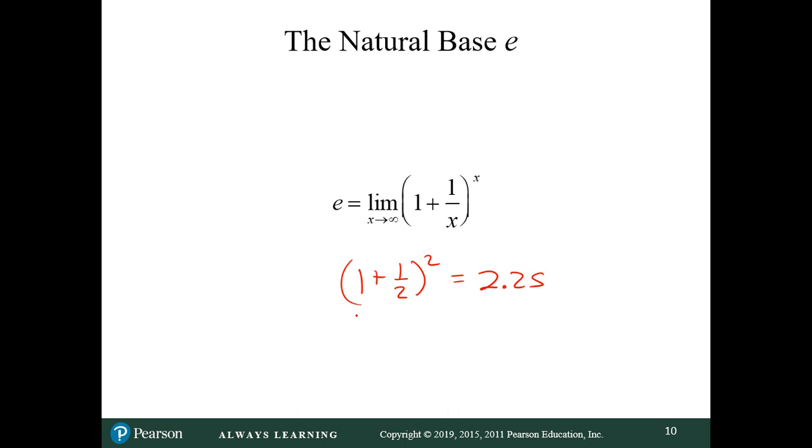2.25. Now, let's take 1 plus 1 over 10 to the 10th power. We're just skipping past some numbers. 2.59. Now let's take 1 plus 1 over 100 to the 100th power.